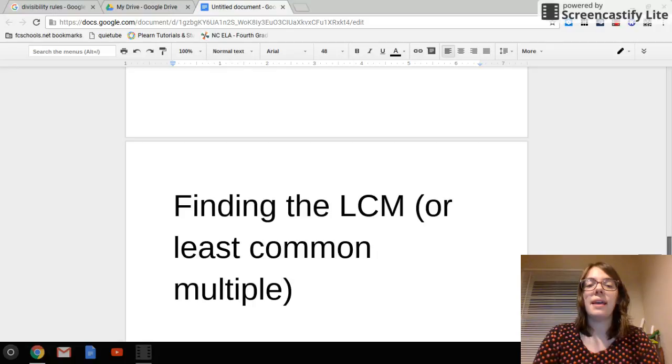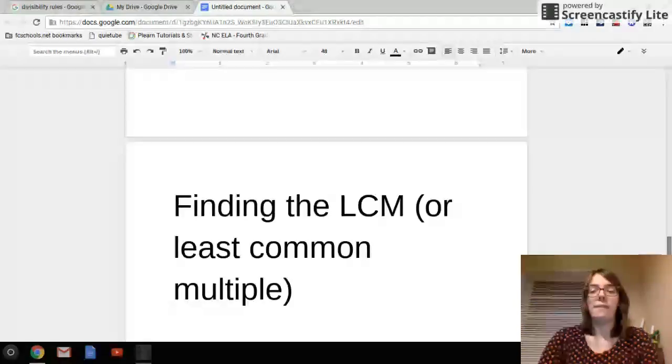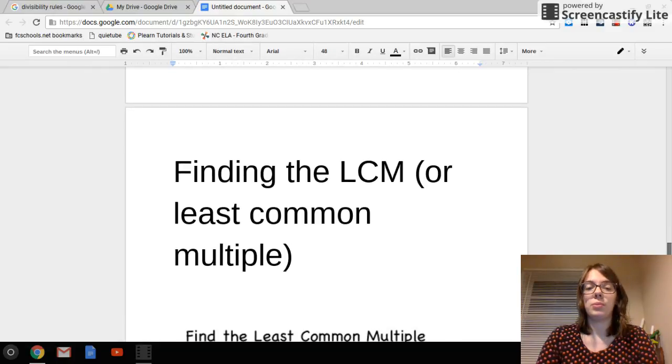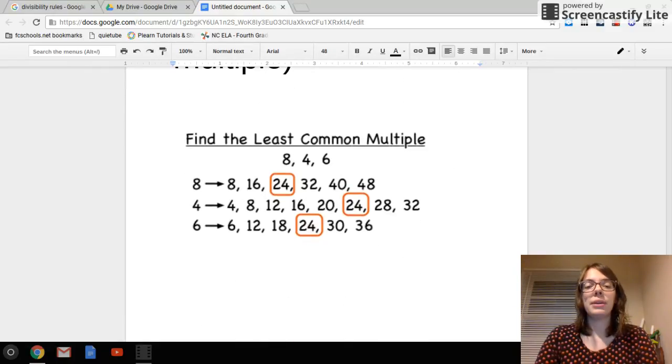All right, the last thing I want to talk about is finding the LCM, or the least common multiple. Now, we remember multiples go on forever and ever. So the multiples of 2 are 2, 4, 6, 8, 10, 12, and so on. So the reason that we don't find all the common multiples, or all the multiples that are the same, is because that would be impossible, because numbers go forever and ever. So we usually just stick with finding the least common multiple.